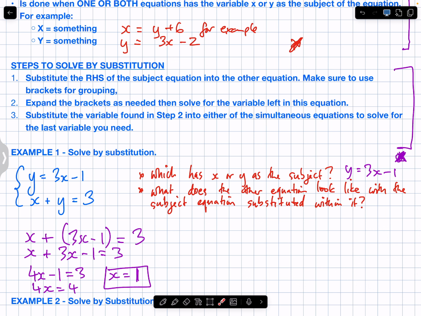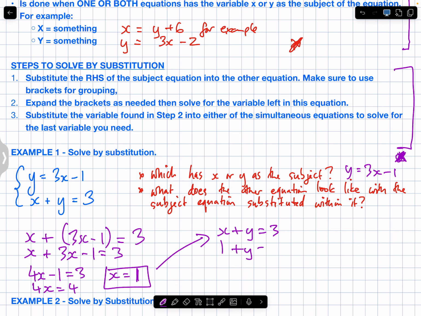So what does either mean? Does it mean you have an option? It doesn't matter where you put that x is equal to 1. You can put it into the top one. You could put it into the bottom one. Pro tip, put it into the easier looking one. Which of these equations looks easier? The bottom one, x plus y is equal to 3. So I'm going to substitute that into x plus y is equal to 3.